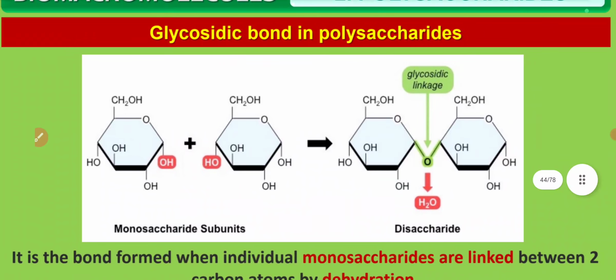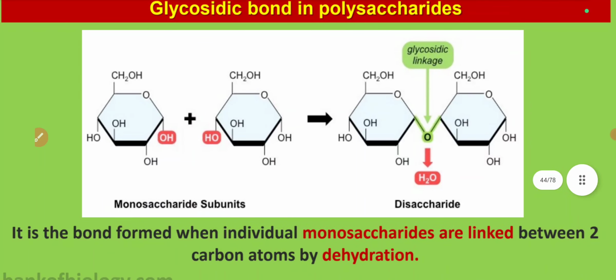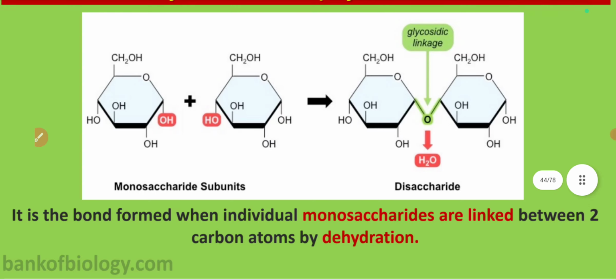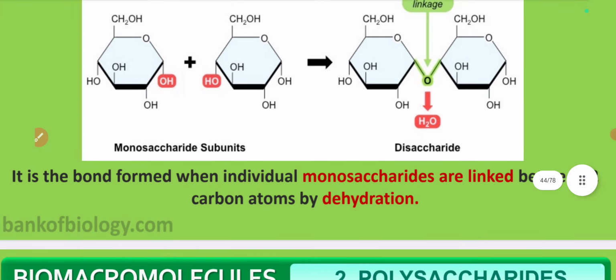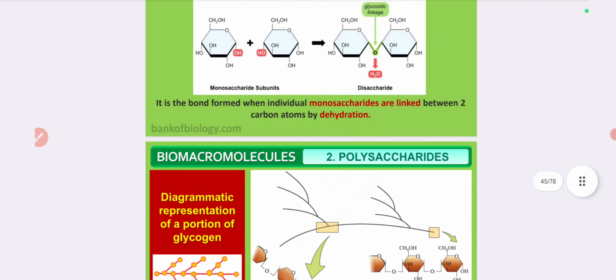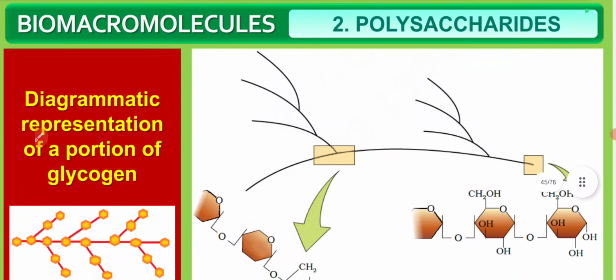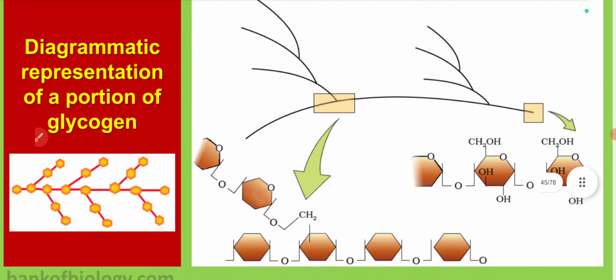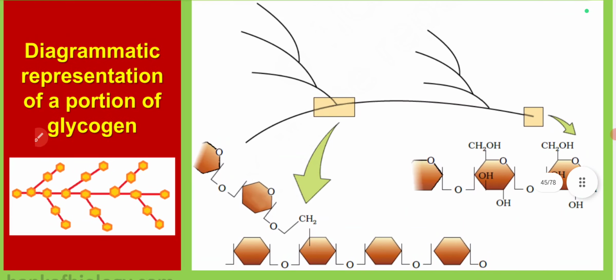Next, glycosidic bond in polysaccharides. As you can see, it is a bond formed when individual monosaccharides are linked between 2 carbon atoms by dehydration, and they form a glycosidic bond. Okay, see the linkage. 2 monosaccharide subunits are attached with a glycosidic linkage, and water is lost. Diagram representation of a portion of glycogen. The diagram is also given in your NCERT.